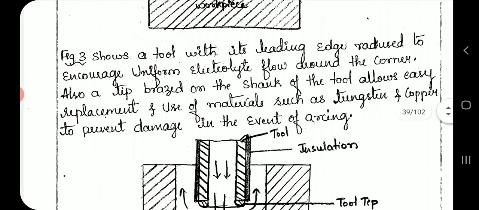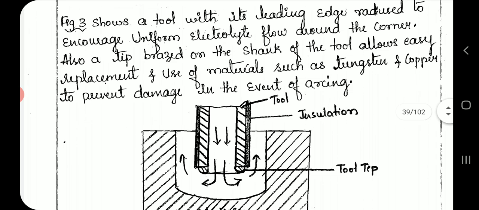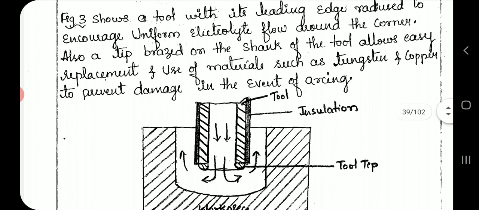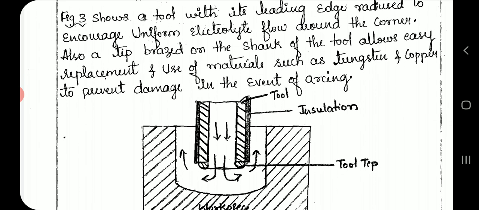Figure 3 shows a tool with its leading edge raised to encourage uniform electrolyte flow around the corner. Also, a tip brazed on the shank of the tool allows easy replacement and use of materials such as tungsten and copper to prevent damage in the event of arcing.